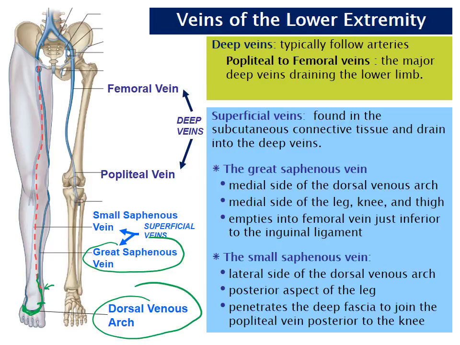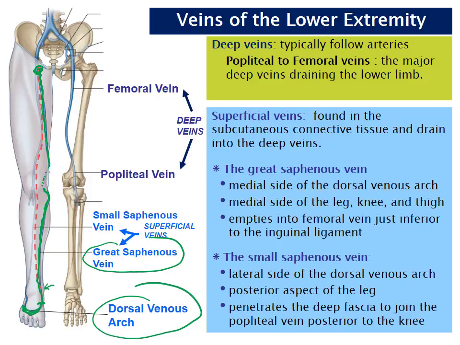which is there, anterior, and extends up through the anterior leg. And then just before you reach the knee, it curls around to the back and runs posteriorly into the medial side of the popliteal fossa. And it continues up, back anteriorly, to dump into the femoral vein.